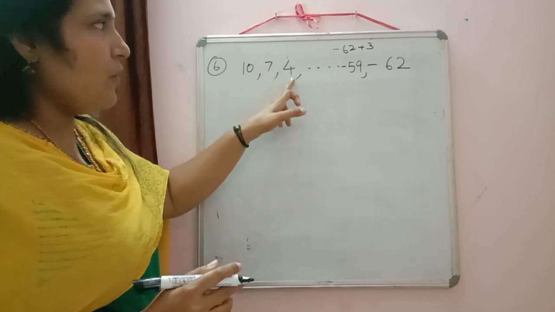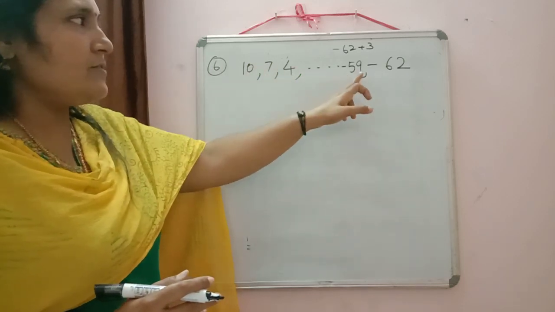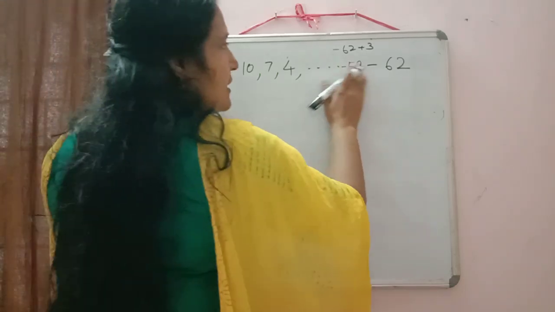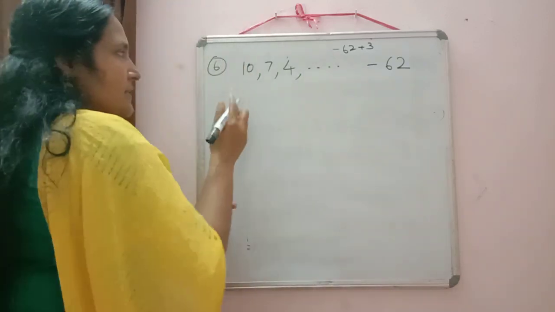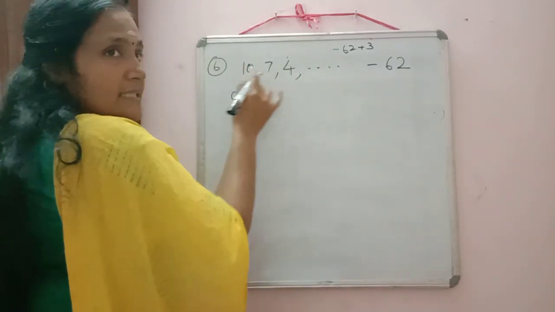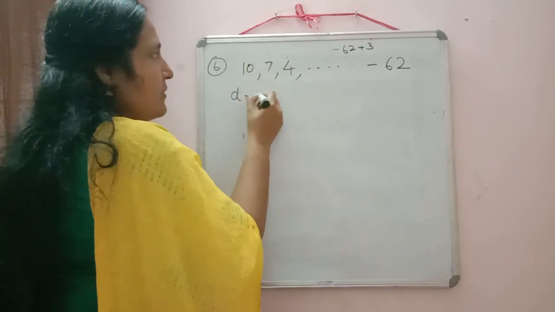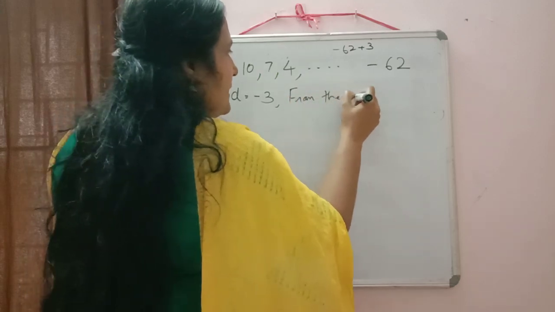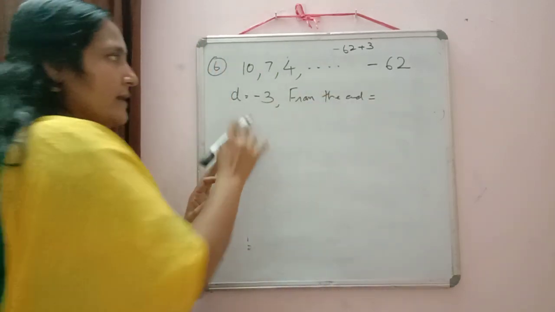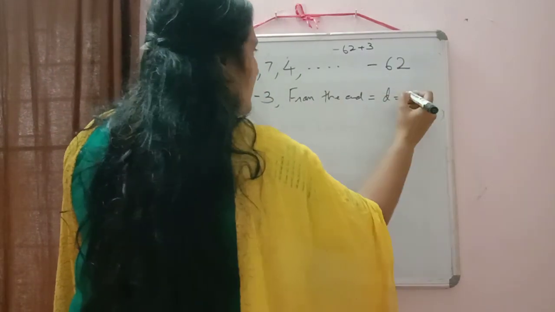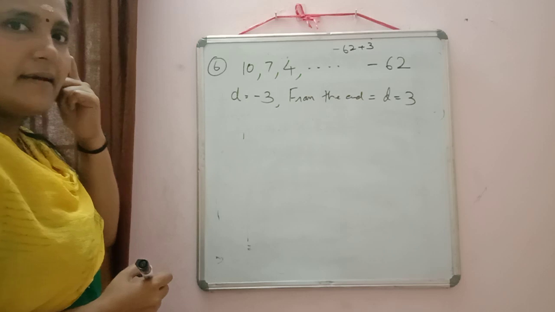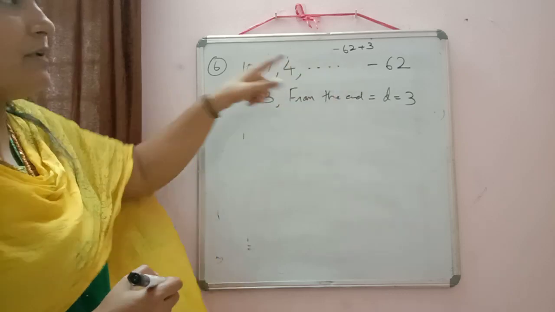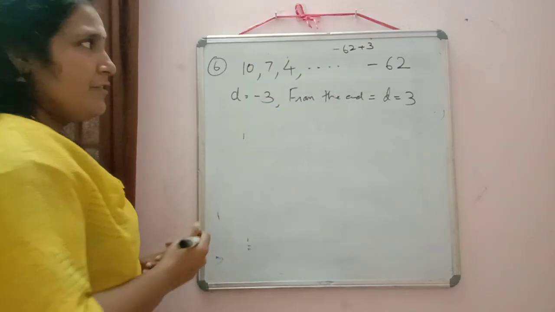Clear? Here what we did? 10, 7, 4. In this way our AP is decreasing there. So that's why I wrote there. If you don't want to write this one, if suppose this question is not clear to you, then what you should do? First, from here, what is our common difference from the starting? 7 minus 10 will be equal to minus 3. So from the end, if we are checking, our common difference will change the sign. From the end, common difference will be equal to 3 there. Clear? From the starting, if the common difference is minus 3, then from the end it will be equal to plus 3.